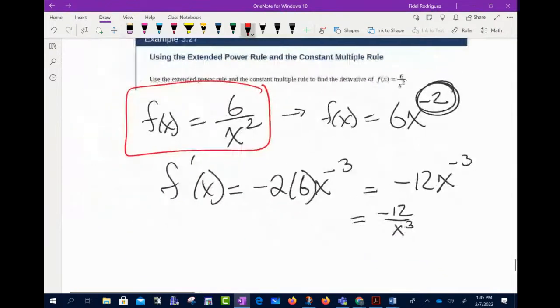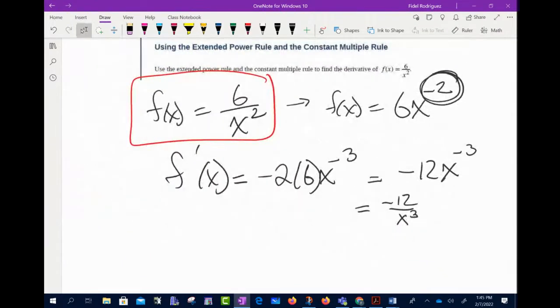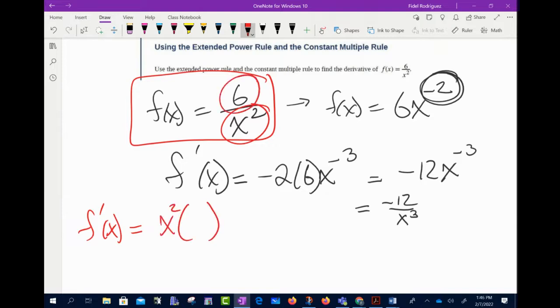So let me show you, I just want to show you to see, do we get the same answer? Do we get a different one? So look, if we were to use that rule, it says the bottom function, which is x squared, times the derivative of the top. What's the derivative of 6?